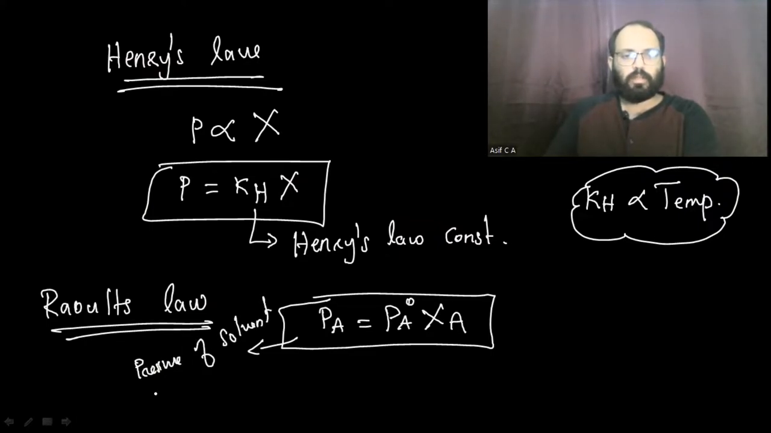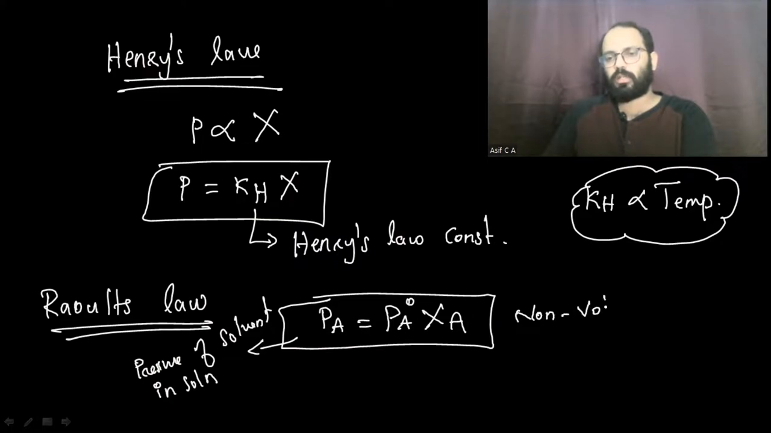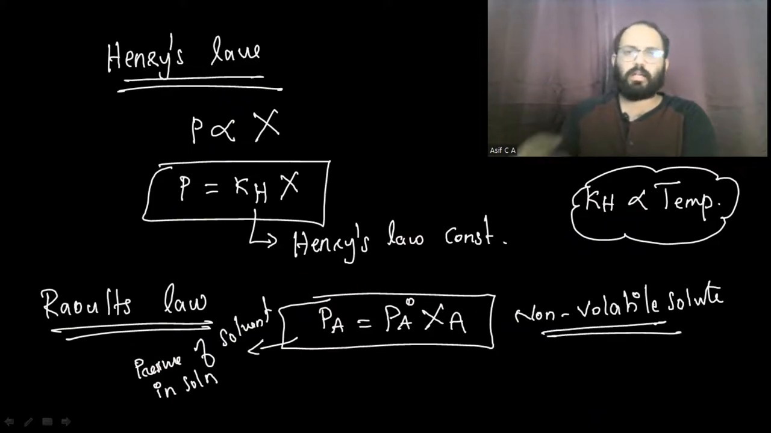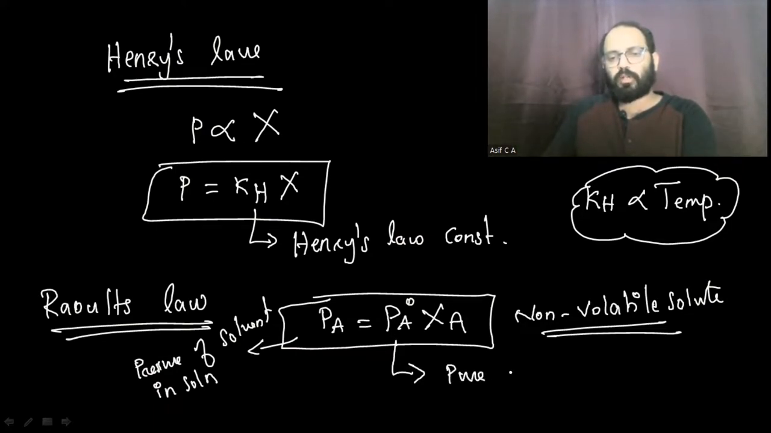We can directly say this is the pressure of the solution, because we are adding a non-volatile solute. A non-volatile solute does not contribute vapor pressure, since it does not vaporize easily. Only the solvent contributes vapor. That is why we write P is equal to PA naught into XA. P is the pressure of the solvent in the solution, and PA naught is the pressure of the pure solvent. So you can write P is equal to PA naught into XA.